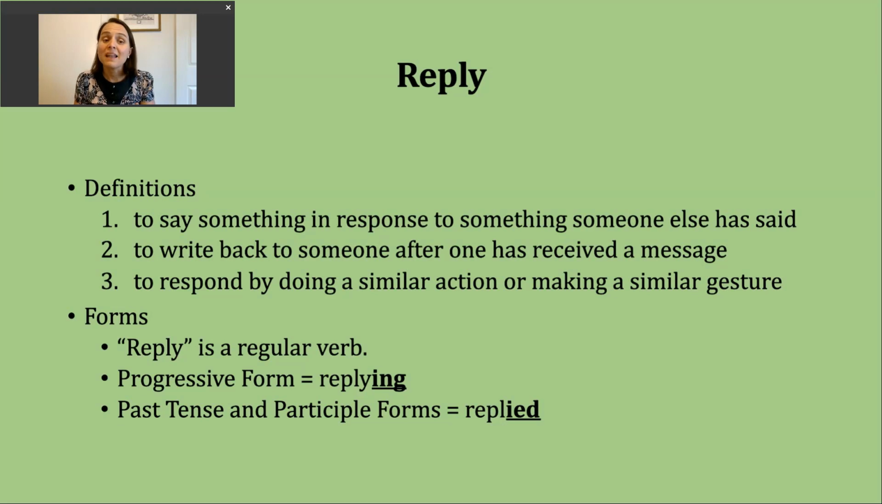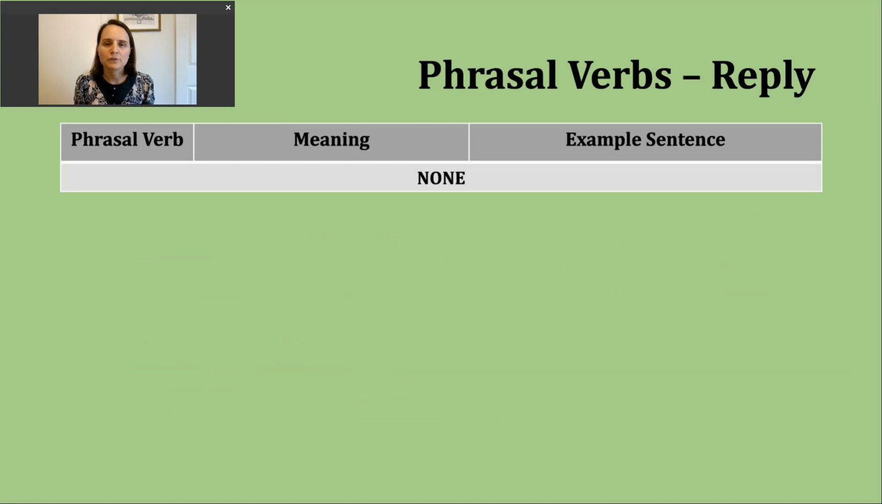You should know that reply is a regular verb. To make the progressive tense, all we need to do is add ing. To make the past tense and participle forms of this verb, though, we're going to need to change our y to an I and then add ed. The base verb reply ends in a voiced vowel sound. So our past tense ending is just going to make a D sound. Replied, replied.